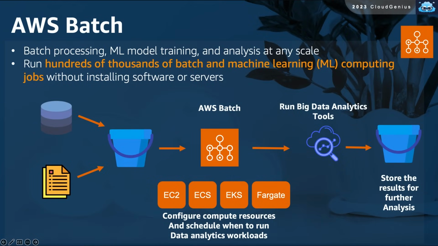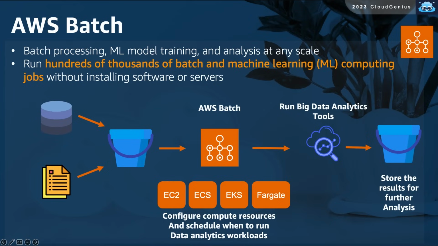AWS Batch. Imagine you have a large dataset that needs to be processed quickly and efficiently. That's where AWS Batch comes in. AWS Batch simplifies batch computing by managing the underlying infrastructure for you. You define the job requirements and AWS Batch takes care of the rest.